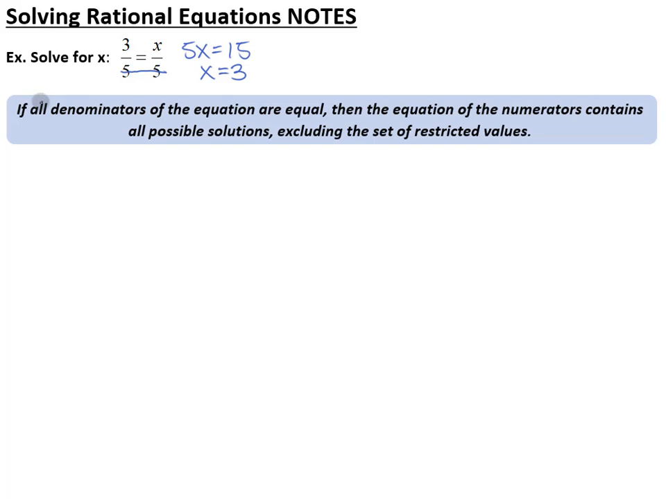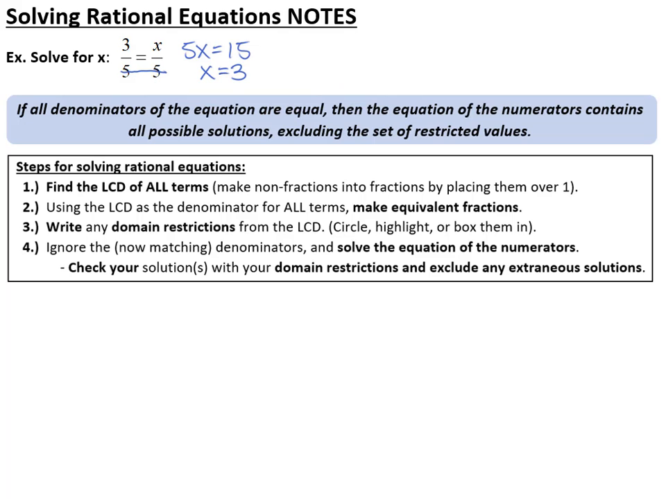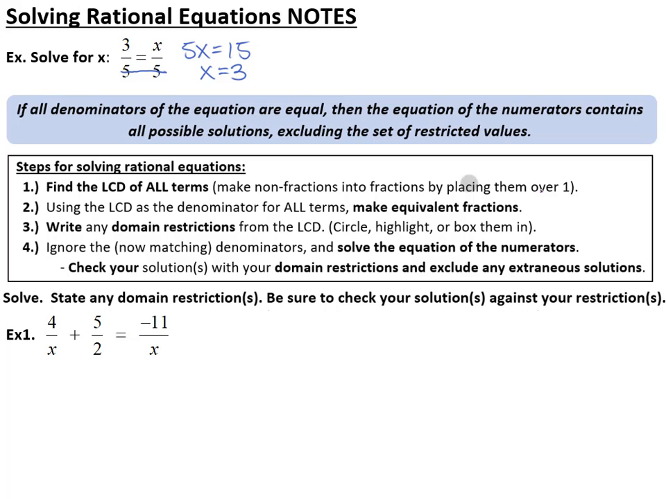If all denominators of the equation are equal, then the equation in the numerators contains all of our possible solutions, excluding any restricted values. So if we have values to get rid of in our domain, things that make the denominator 0, we'd have to throw them out of any potential answer. They'd be extraneous solutions. I have a bunch of steps here, and I'm going to go through them as we go through this first example.